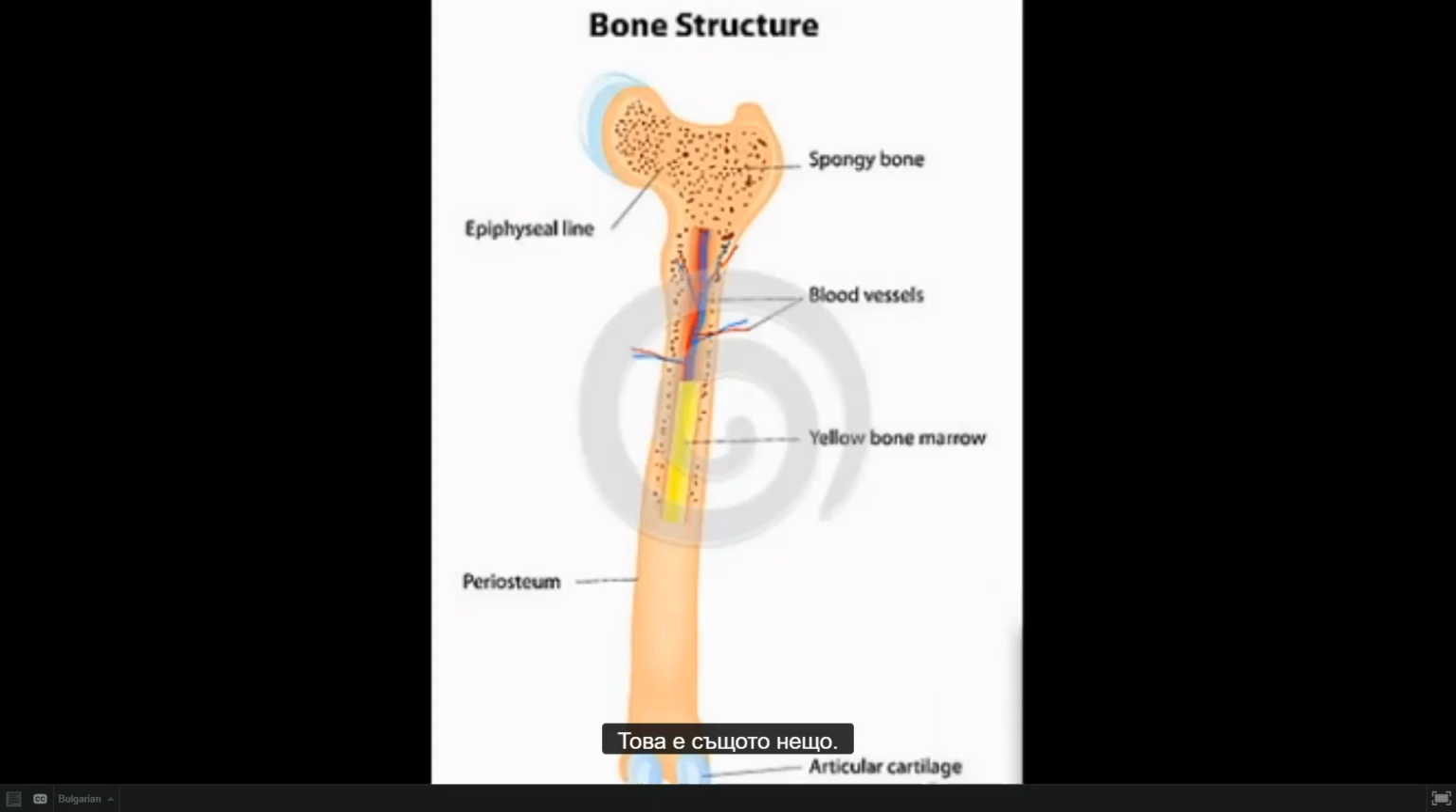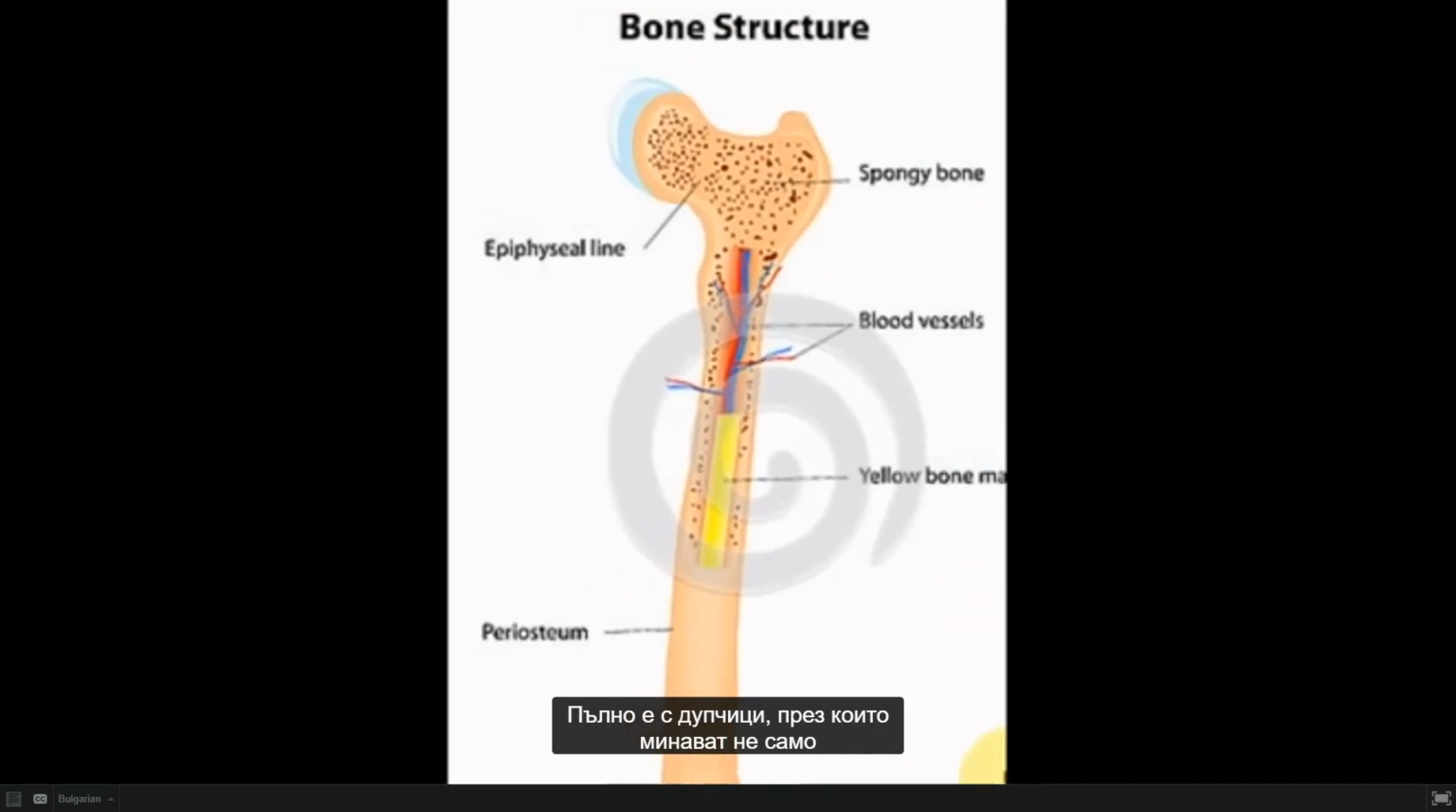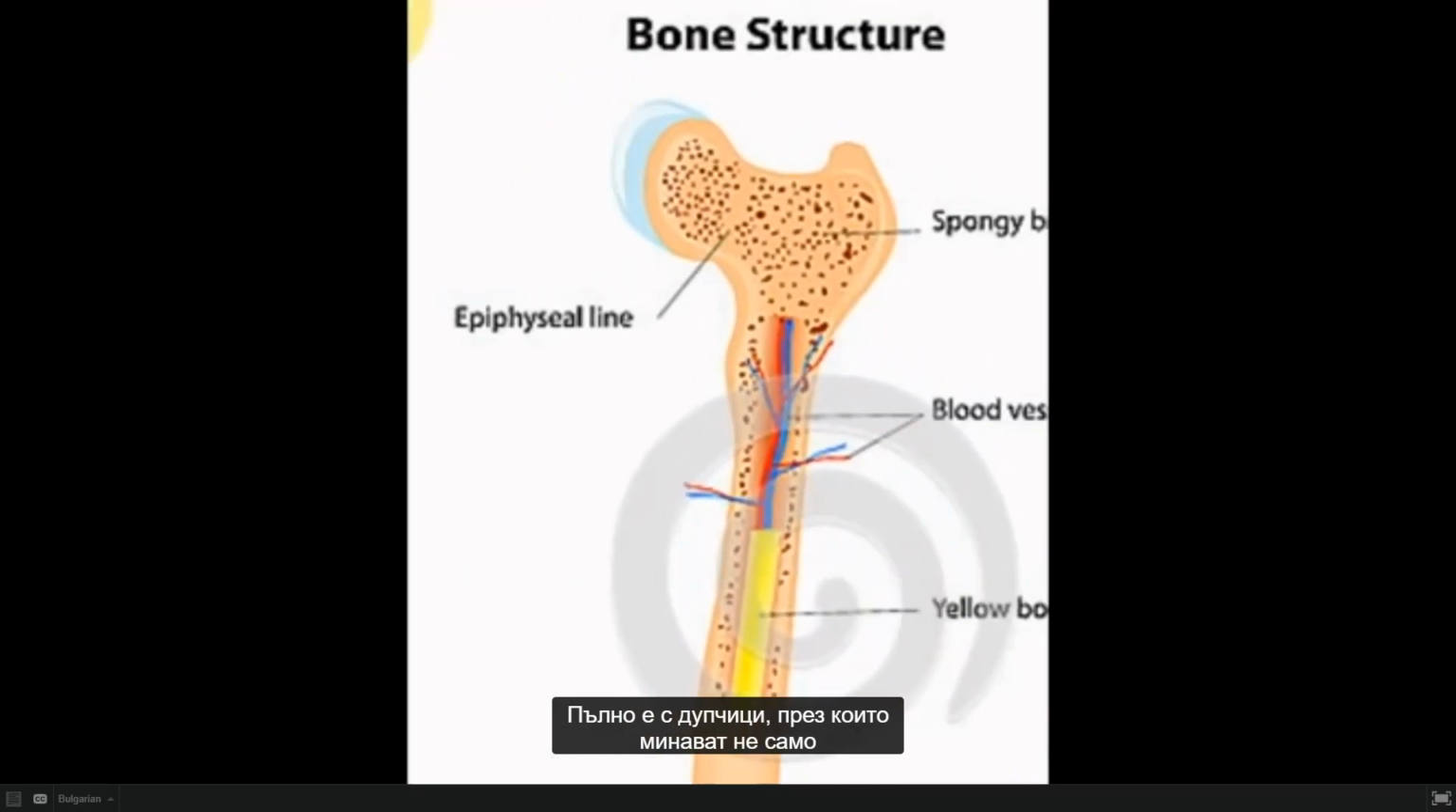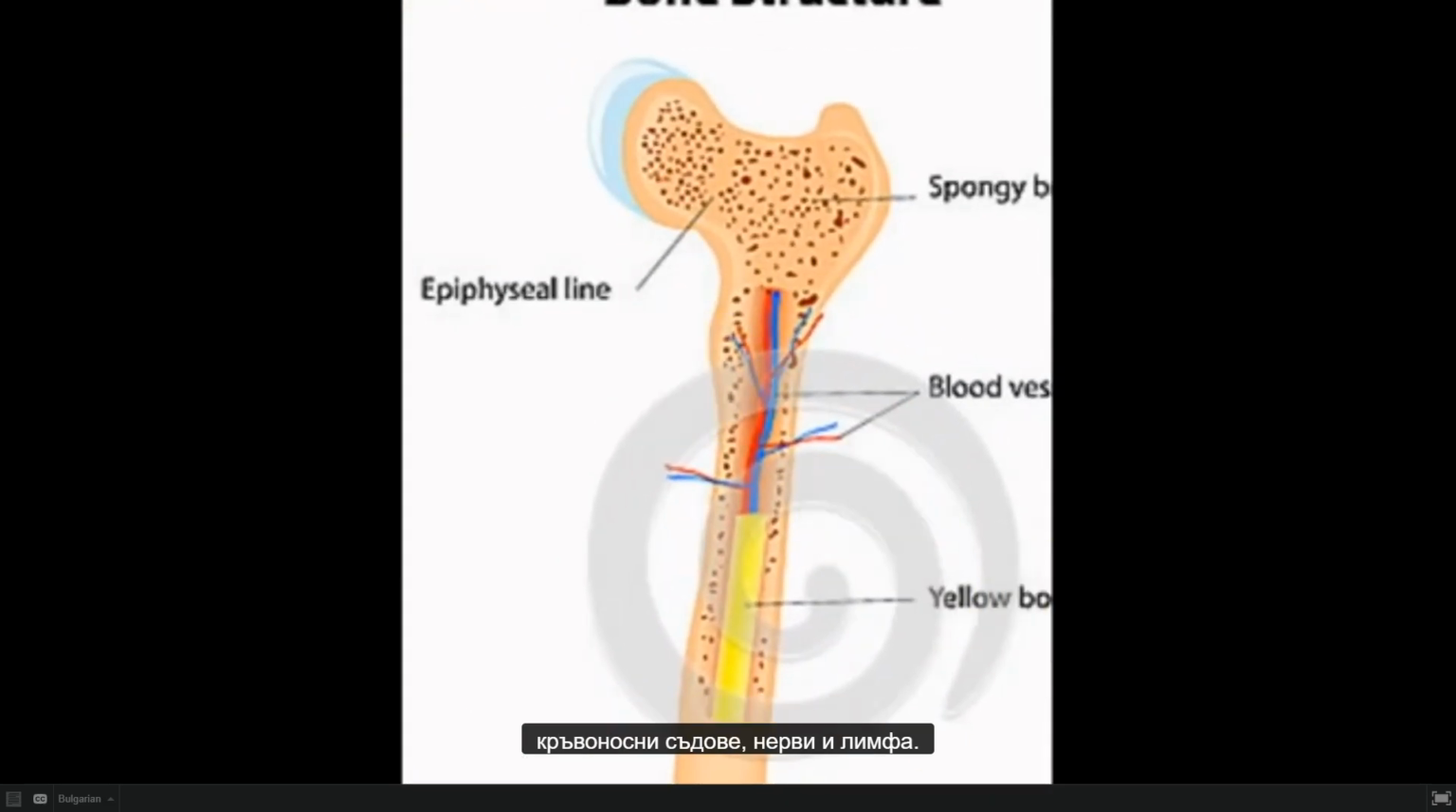Yeah, this is the same thing. This is the bone structure. So you see again the spongy part, which is actually the more important part. And the wall of the bone is also spongy. It is full of holes. And these holes you see in the wall of the bone are not only there to pass blood vessels, nerves, or lymph. They are made for a purpose. It is not only because of the vessels.